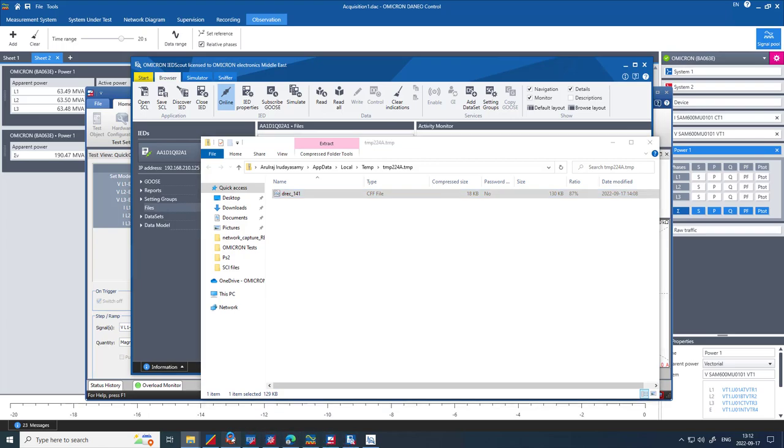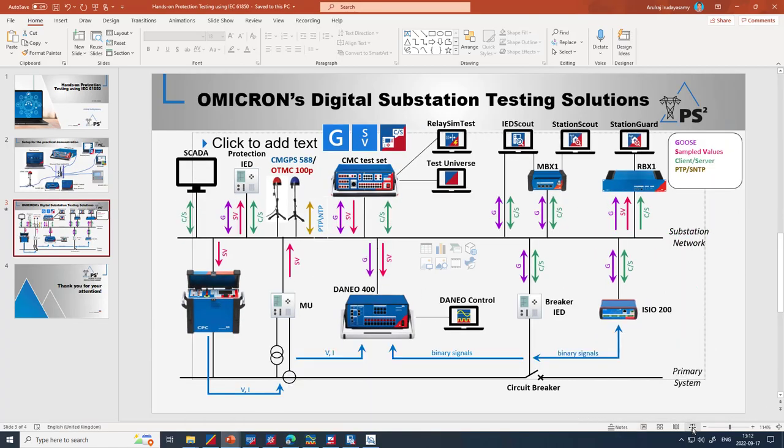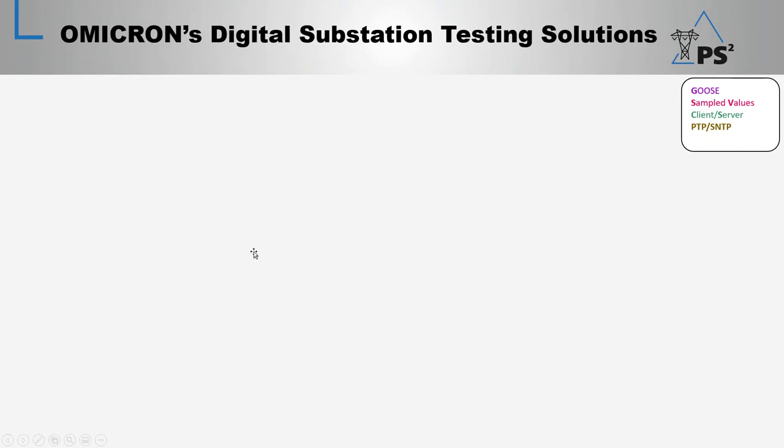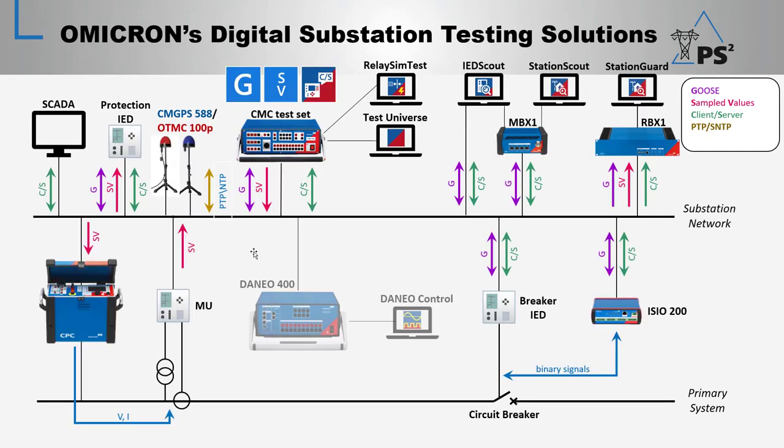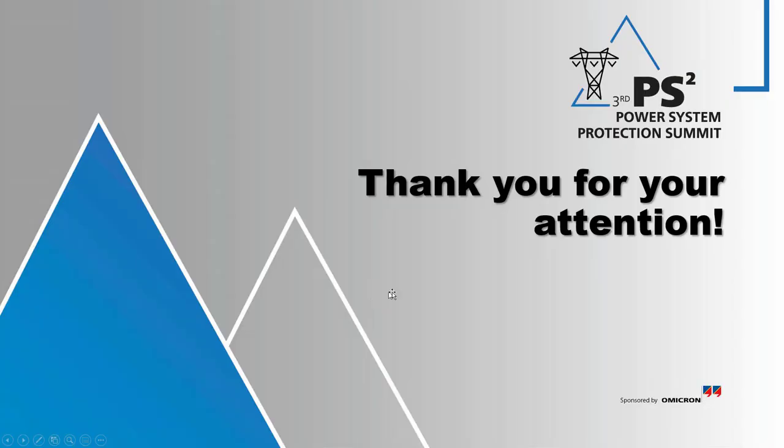So there are many different testing solutions available. Feel free to contact us in case you need some support for protection testing in a 61850 environment. So these are the different application use cases with OMICRON testing solutions for digital substation testing. Thanks for your attention, and I'm open for the questions now.